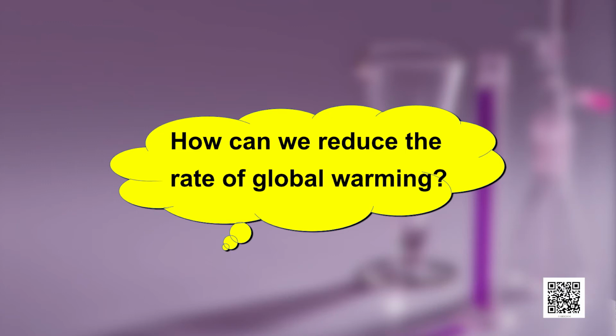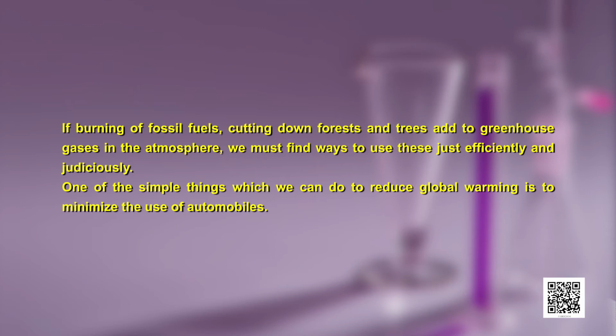Let us discuss. If burning of fossil fuels and cutting down forests and trees add to greenhouse gases in the atmosphere, we must find ways to use these efficiently and judiciously. One of the simple things which we can do to reduce global warming is to minimize the use of automobiles. Depending upon the situation, one can use a bicycle, public transport system, or go for carpool.